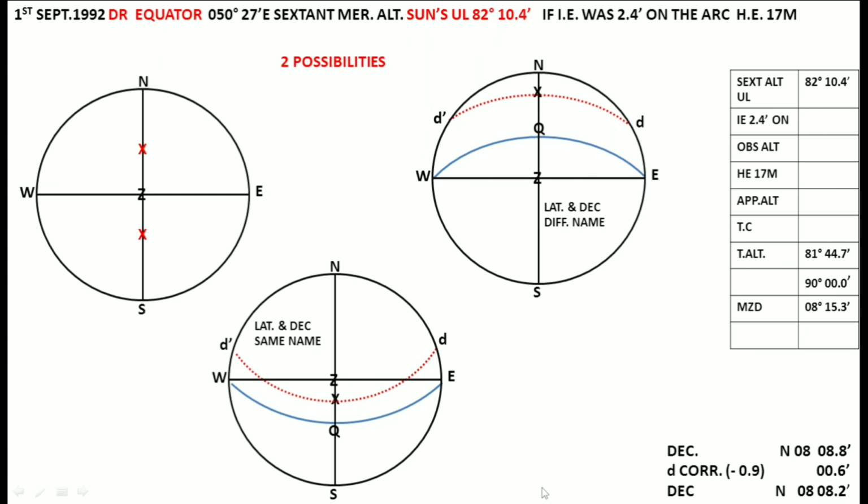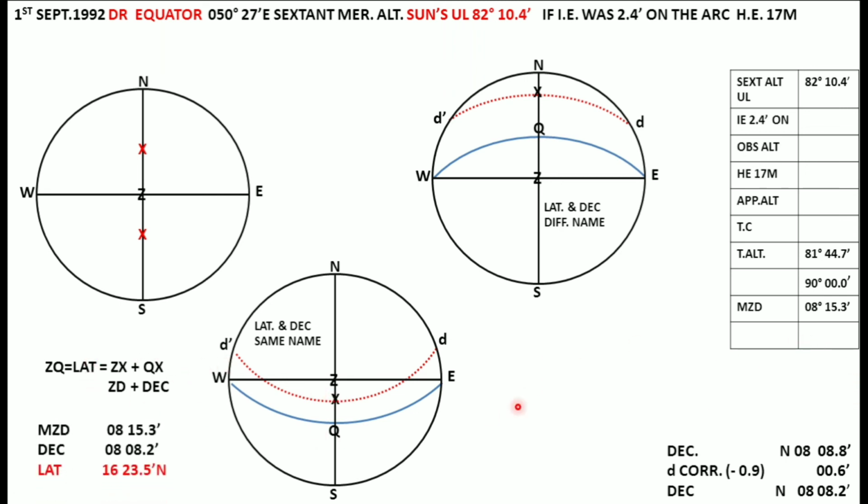Now the second possibility. Here, if I go in for this latitude and declination, same name, my declination is there, my zenith distance, and I get my latitude as 16 degrees north, which is not correct. So this diagram is of no use. This possibility is not there. The other possibility of zenith distance minus declination. So this is the correct figure, and this is the correct answer here.